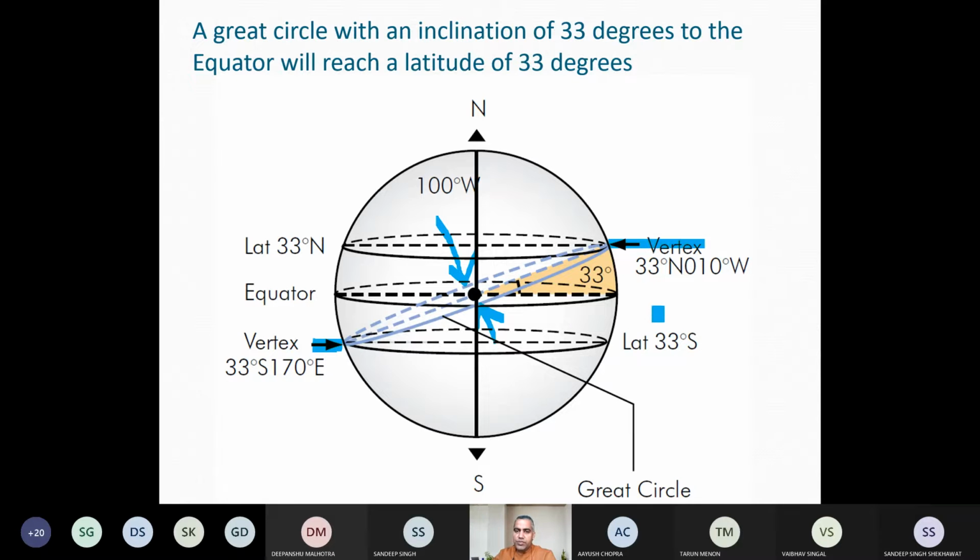Another important thing which we can see from the diagram is the angle at which the great circle plane cuts the equator. In this case, this angle is 33 degrees. You can see it here, represented by the orange shaded portion. So the angle at which the great circle plane cuts the equatorial plane, or the great circle cuts the equator, is same as the latitude of the vertex. You can see the latitude of the vertex is 33 degrees. The angle at which the great circle cuts the equator is also 33 degrees. So latitude of the vertex is the same as the angle of cut between the equator and the great circle.